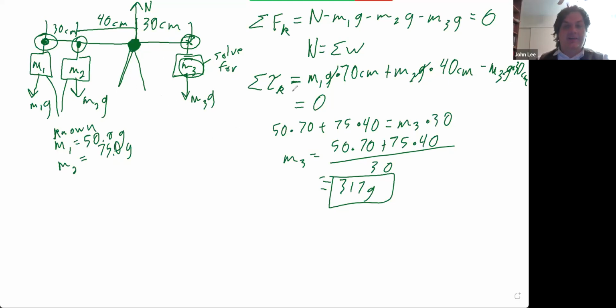So that is the thing, and then normal force is just the sum of the weights, which is going to be equal to 50 plus 75 plus 317, or point zero, because instead of working with kilograms, we're working with grams, so we need to divide by 1,000 if we want to get back into our SI units, times 9.8 meters per second squared. So that's also going to be the value that you get.